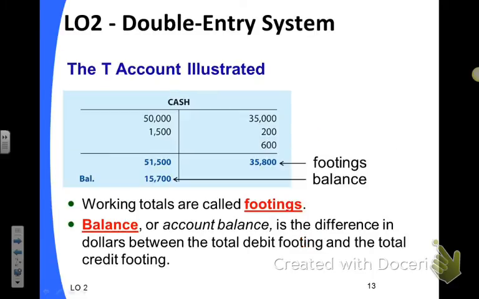This image is illustrated for you starting on page 94 in your textbook. It gives an example of a T account and the various debits and credits and the totals of the debits and the credits. And then we can see that the balance is the difference between the debits and the credits. The working totals for each side are called the footings, and then the balance is the difference between the two sets of footings.